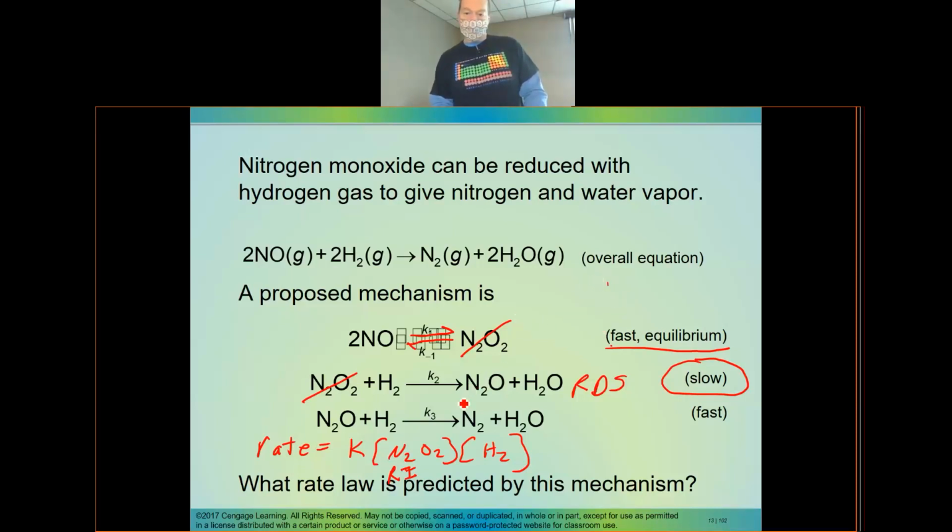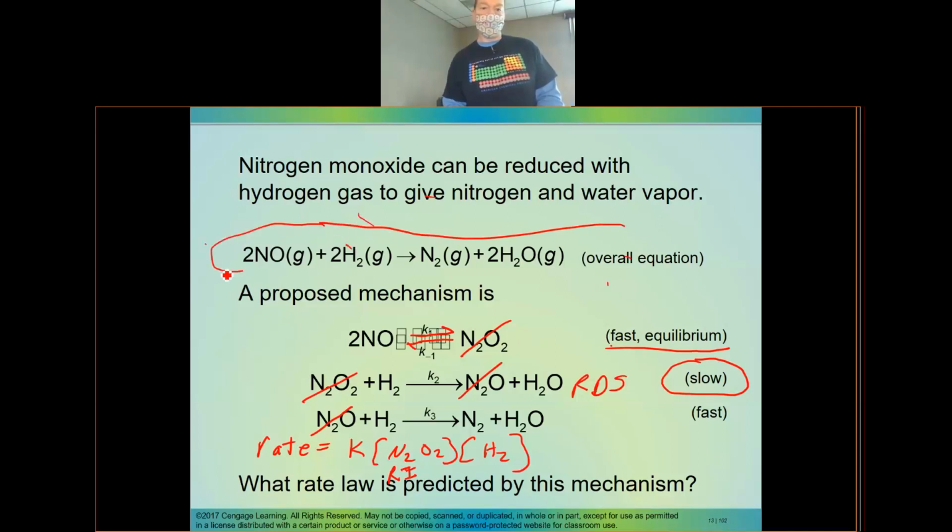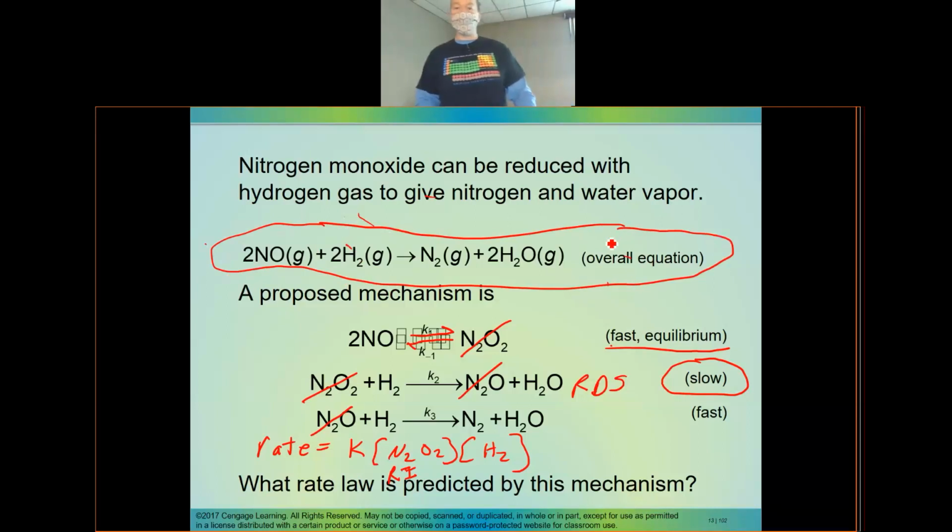N2O is also a reaction intermediate. That one doesn't matter because that's not in our proposed rate law. So when you add this up, you got two NOs, two H2s to give you an N2 and two H2Os. They already gave you the overall reaction. The overall reaction is normally not given. It is something that you just simply add up the reactions and you write the overall reaction. The steps of the mechanism have to be given. That is done experimentally.